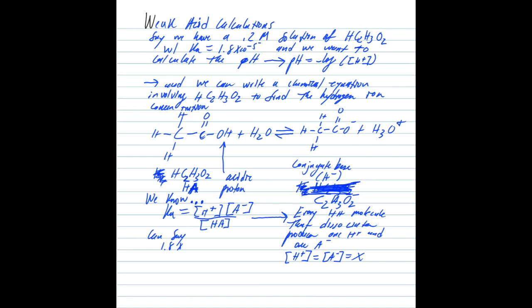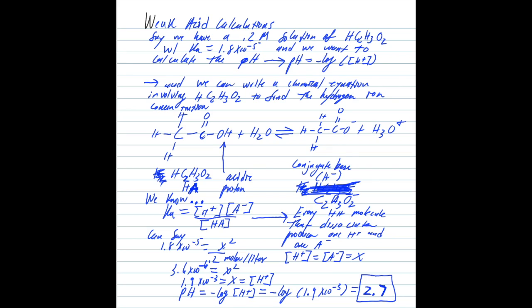We have that 1.8 times 10 to the negative fifth equals X squared over 0.2 molar, so that is 0.2 moles per liter. Then 3.6 times 10 to the negative 6 is equal to X squared, and then we have 1.9 times 10 to the negative third is equal to X, the hydrogen ion concentration after we took the square root. So we have that the pH is equal to the negative log of the H plus concentration, which in this problem for that 0.2 molar solution is 2.7.